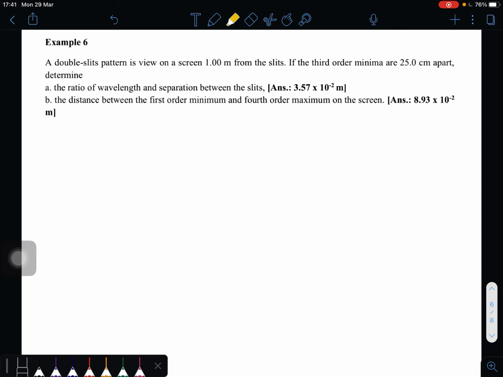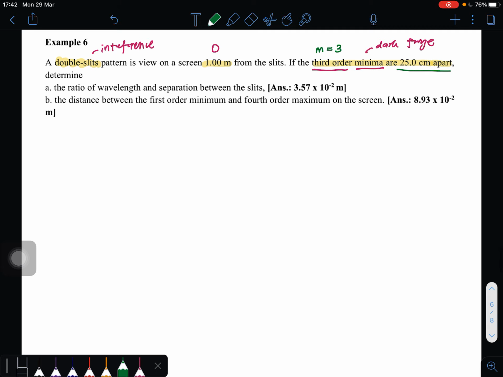Okay, so now we have double slit pattern, meaning that interference pattern. And then this one is viewed on a screen 1 meter from the slits. So this one would be the value for D. And then dekat sini dia cakap the third order minima are 25 cm apart. Okay, apa maksud dia dekat sini? The third order minima. Okay, kita tahu minima meaning that it is dark fringe. And then third order. Okay, remember Miss cakap kalau order kita tu ambil tu value tu adalah sebagai value of M, which is 3. And then dia cakap 25 cm apart.